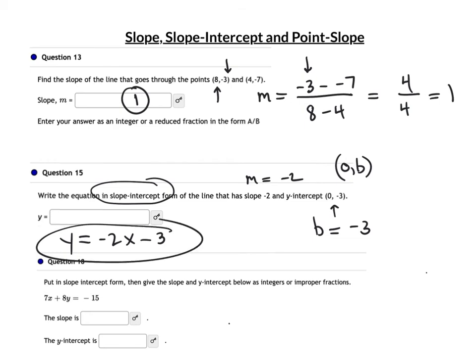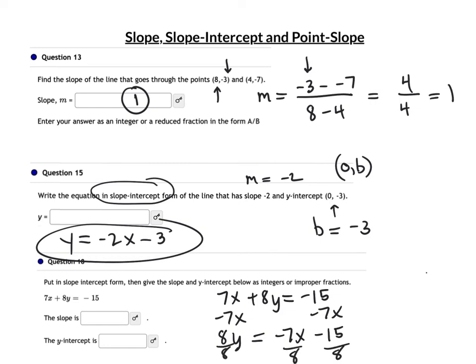For the next example, you're going to put that equation in slope-intercept form. That means you're going to get y by itself. So we'll take the equation 7x + 8y = -15, and we'll get y by itself. Take a 7x off each side, and we get 8y = -7x - 15. Now we divide everything by 8. Now these aren't exactly friendly numbers, but we get y = -7/8 x - 15/8. So our slope is -7/8, and our y-intercept is -15/8.